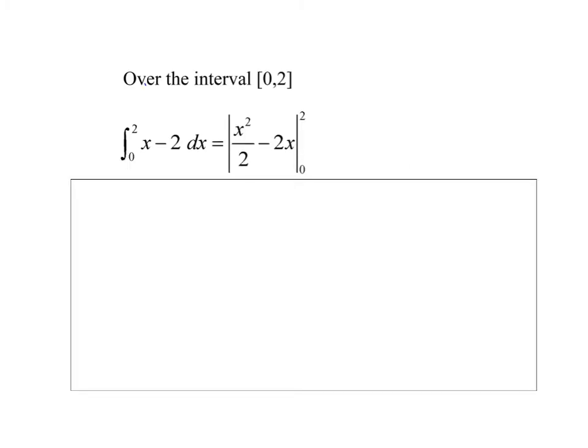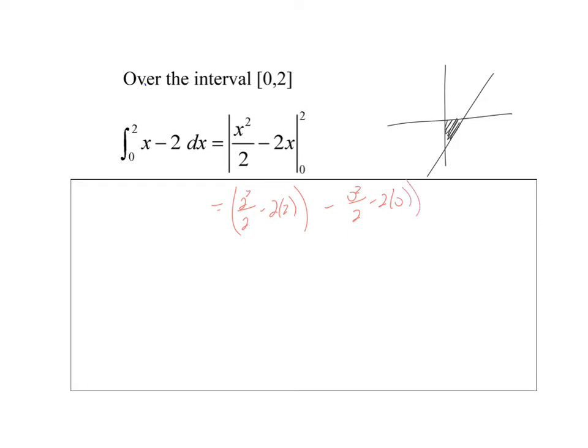Here's the first one. Let me resketch the graph again. This first one is our 0 to 2, so that's showing the negative one. That's why the typing here has the absolute values. So I've done the integral. Integral of x is 1/2 x squared. Integral of 2 is 2x. Now we need to plug in the 2, and we're going to subtract the 0.